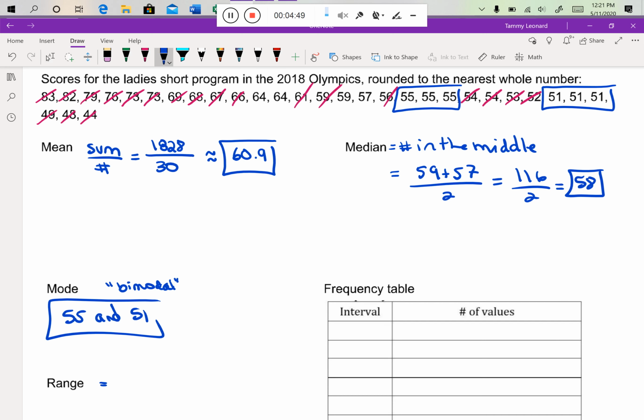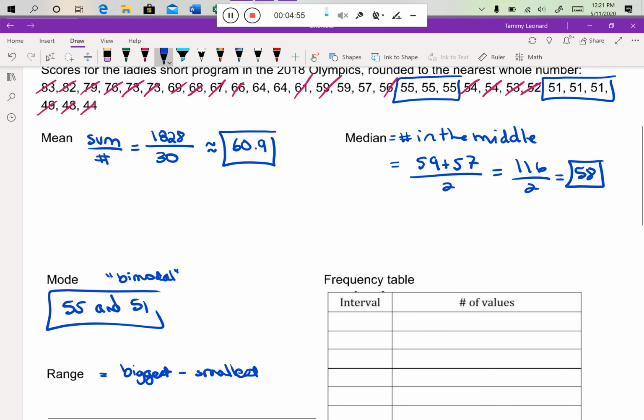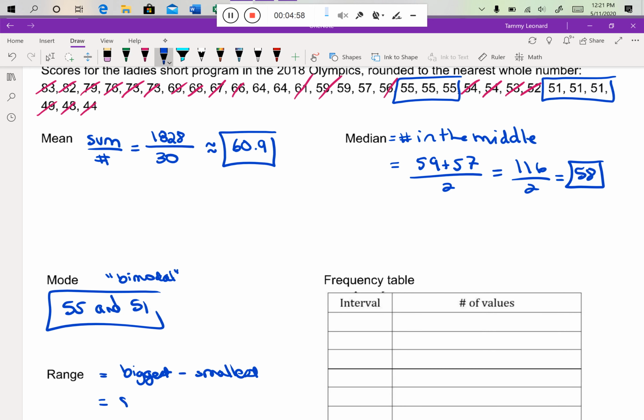Remember, the range is found as the biggest number minus the smallest number. In this case, the top score was 83, and the lowest score was 44. When we subtract, we get that the range of data was 39 points.